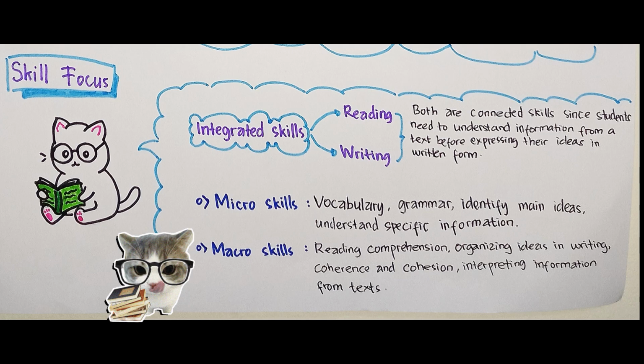Secondly, the macro skills. This is where it gets more complex because we are trying to evaluate their overall reading comprehension and their ability to organize ideas on paper. We want to see their coherence and cohesion, making sure that their sentences are not just correct, but that they actually flow together to make a logical point. It's about moving from just reading to actually interpreting the message.